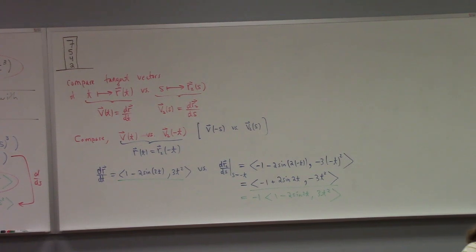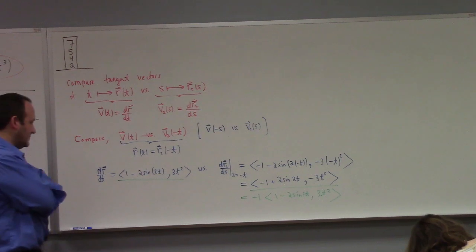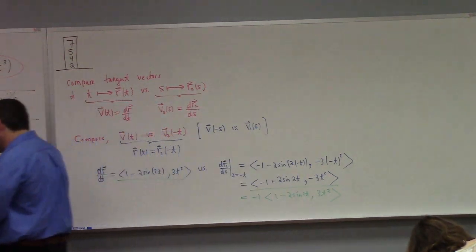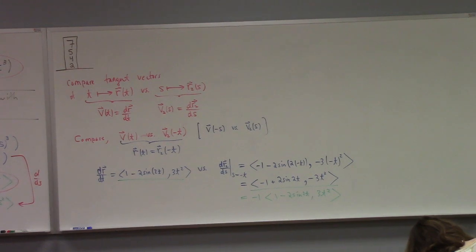So that's my rationalization for confusing the two. Yeah? For the dr dt of the reversal, why does 1 become negative 1? What do you mean? From dr dt to the reversal? dr2 ds down here, I got from differentiating r2 of s. So that minus 1 came from the derivative of minus s being minus 1.